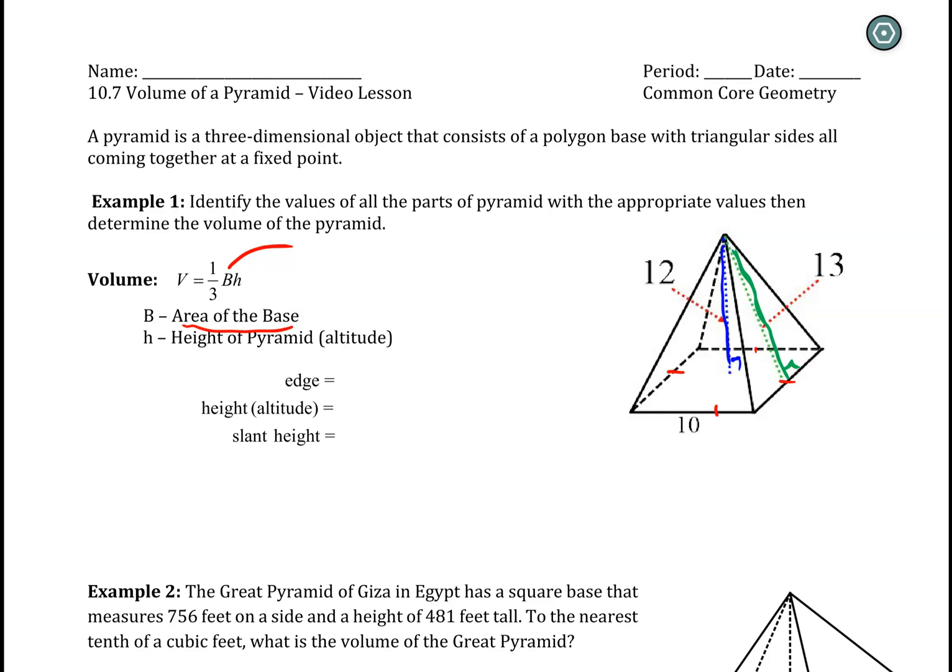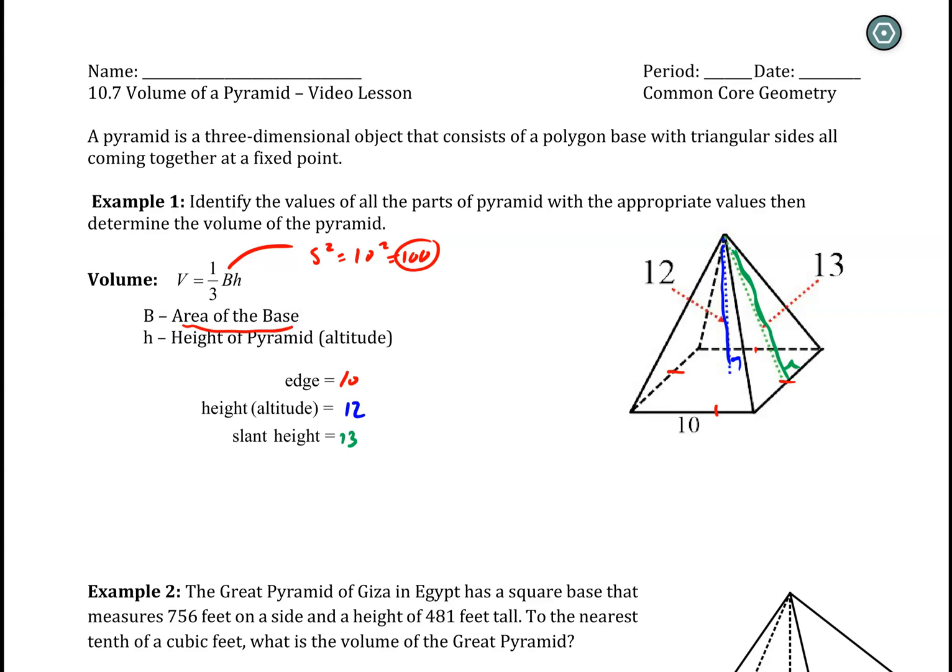So for this example here, it says an edge or the side length, which is 10, a height which is 12, and the slant height is 13. So if we're looking for the volume, we've got enough information to find the base area and the height. The slant height's not necessary for this one, but let's just find the area of the base first. That's going to be, in this case, side squared because it's a square. So that's 10 squared, which is 100.